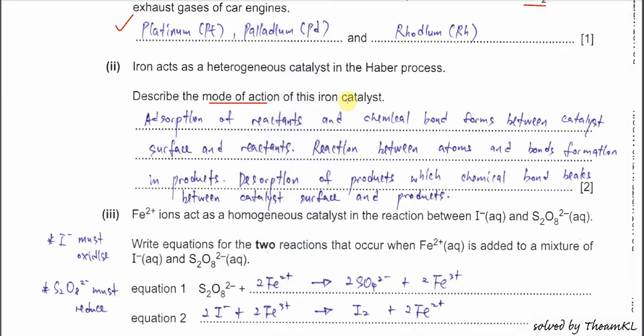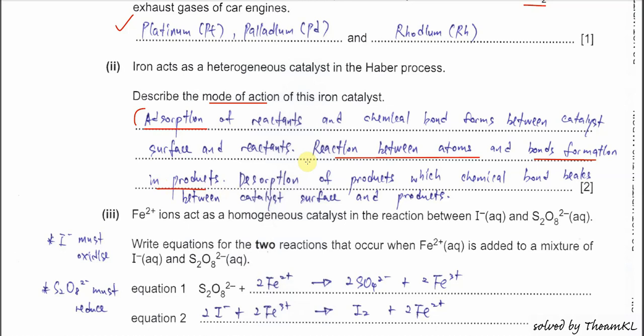So it involves three processes. The first one is adsorption. The reactants will adsorb on the catalyst surface. Once it's adsorbed on the catalyst surface, the bonds get weakened. Second, it will form the chemical bonds between the reactant atoms. First there is adsorption of reactants, and chemical bonds form between the catalyst surface and the reactant. Then the bonds get weakened, and there will be a reaction between the atoms and bond formation in the products.